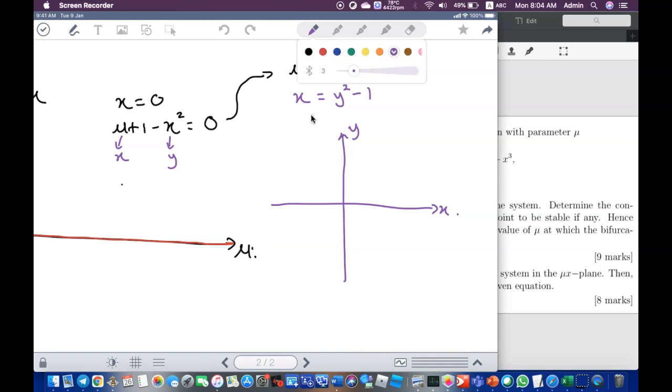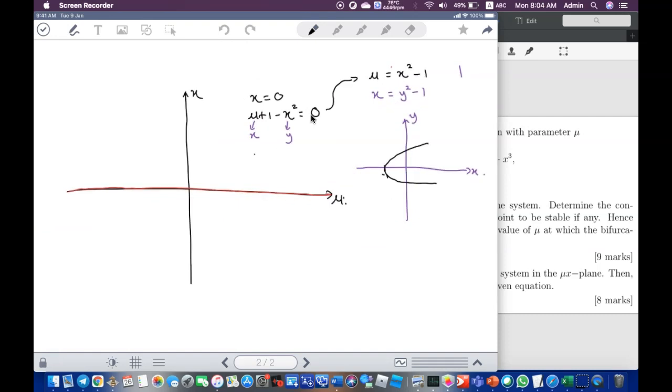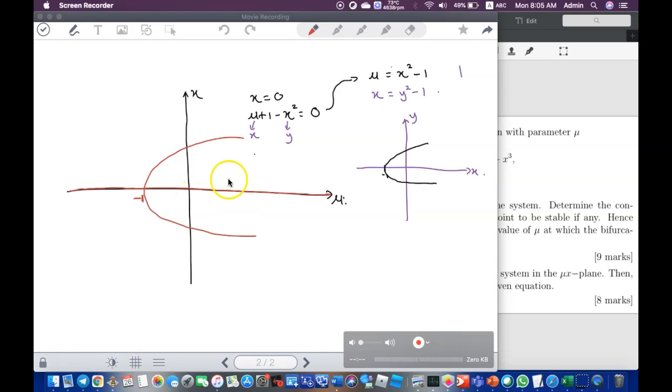So your graph is something like this, and you have a negative 1 here, so it should be symmetric, something like this. Okay, so you got that. So that is your bifurcation diagram, plus x equal to 0. So you draw it. I put it in red color, maybe like this. And this one is minus 1. So this one is on the x-mu diagram.